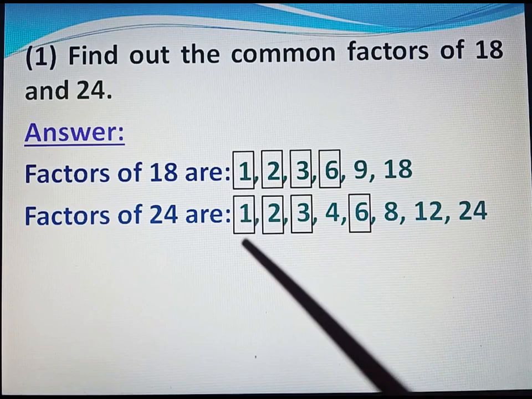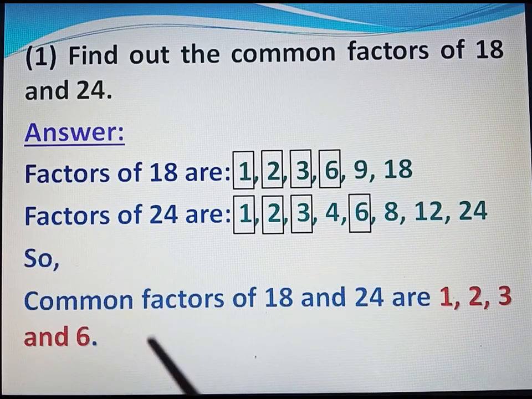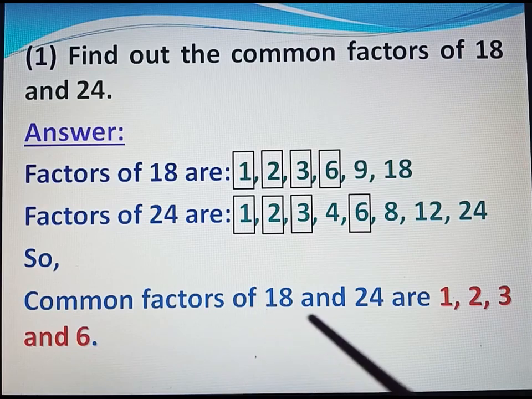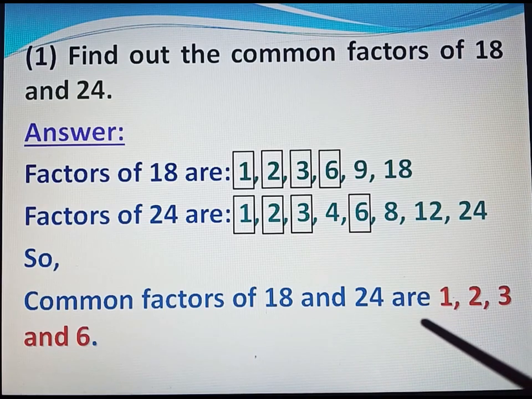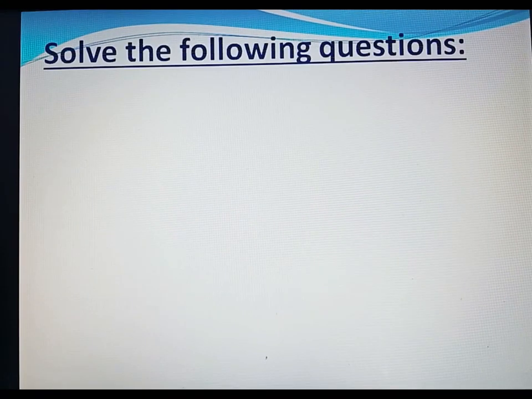So common factors are 1, 2, 3 and 6. So common factors of 18 and 24 are 1, 2, 3 and 6. So solve the following questions. Exercise 1B from Together with Science book, term 2.